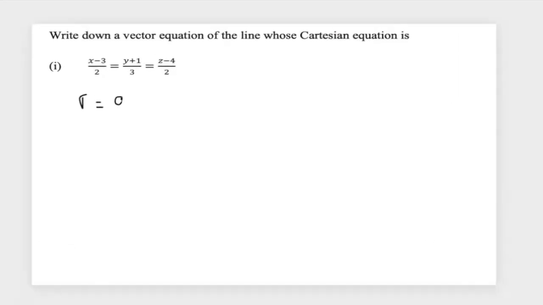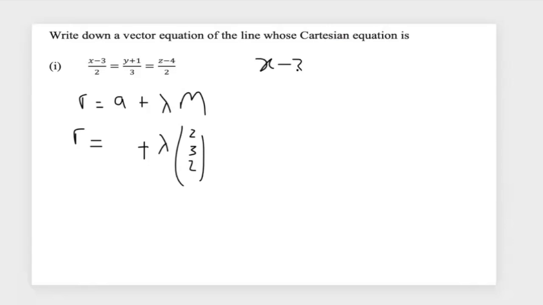Now the next one, we have to write down a vector equation of the line whose Cartesian equation is the following. So what we can do, we can depict the position vector, we can depict the parallel vector. For the parallel vector, it's the numbers that are in the denominator. So therefore it's going to be 2, 3, and 2. And then for here, the x minus 3, just equate it equal to 0 and solve for x, and that will give you the position vector.